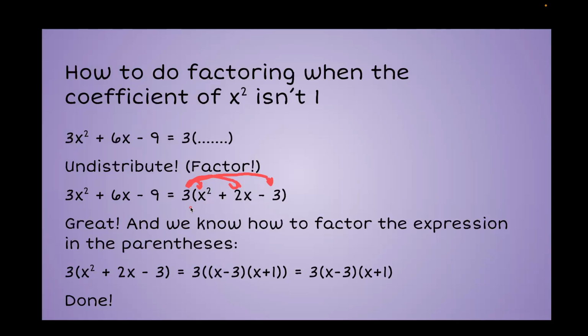Great. So now we have something that is very similar to what we've seen before, where we just have an x squared here and we know how to factor that. A little review: you ask what two numbers when you add together get to 2 but multiply to negative 3. So let's think of the numbers that multiply to negative 3. For whole numbers, it's just negative 3 and 1, and 3 and negative 1. And which ones add up to 2? These two add up to 2.